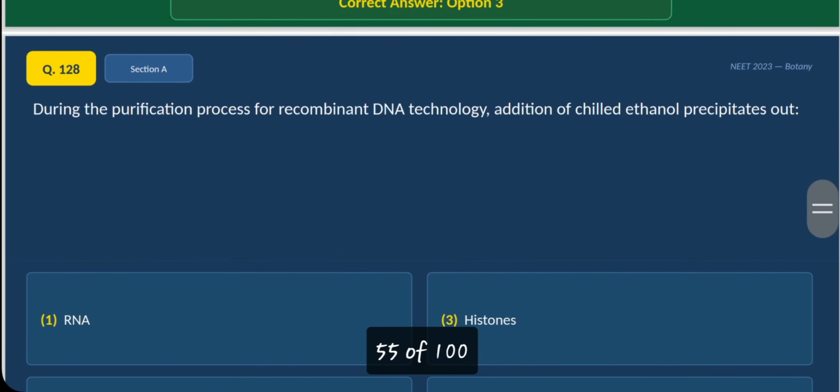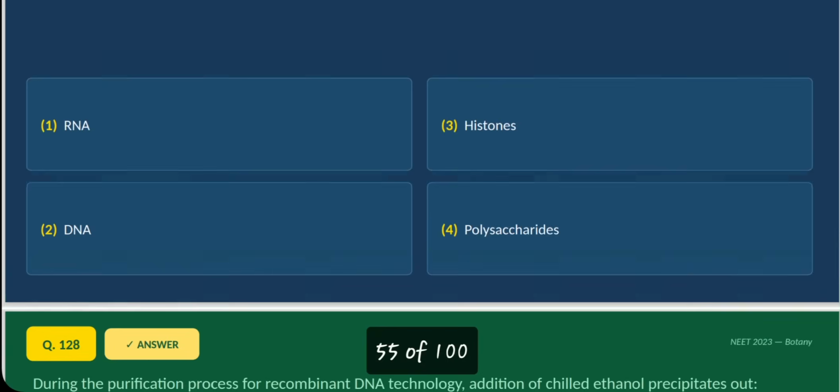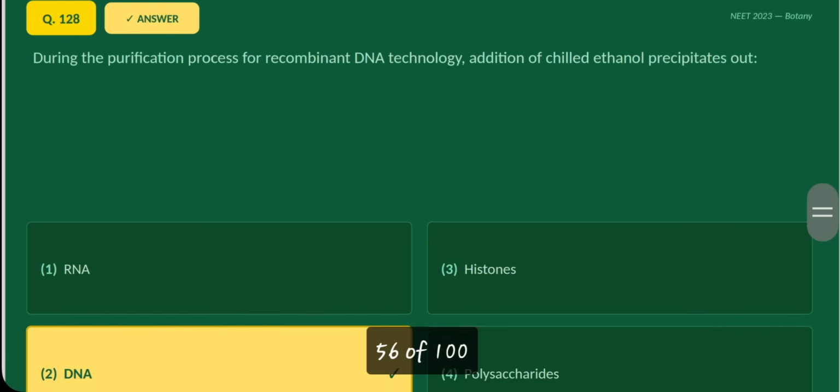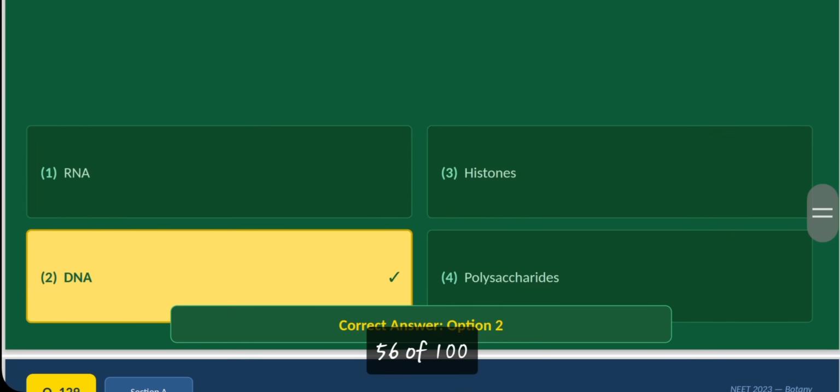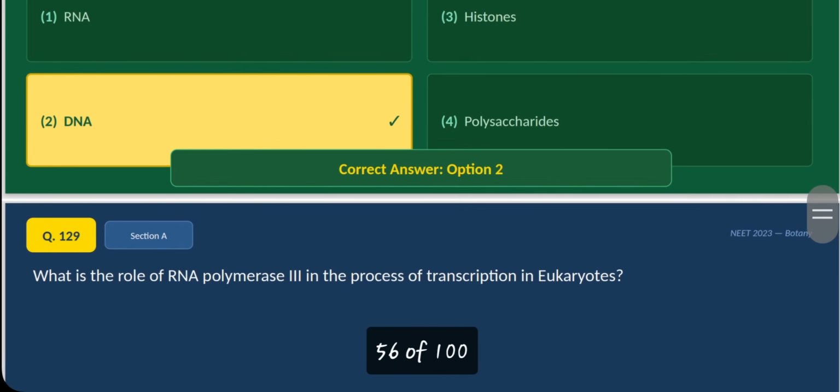During the purification process for recombinant DNA technology, addition of chilled ethanol precipitates out DNA. The answer is DNA. Second option is correct. Chilled ethanol leads to precipitation of DNA, which is removed by spooling.